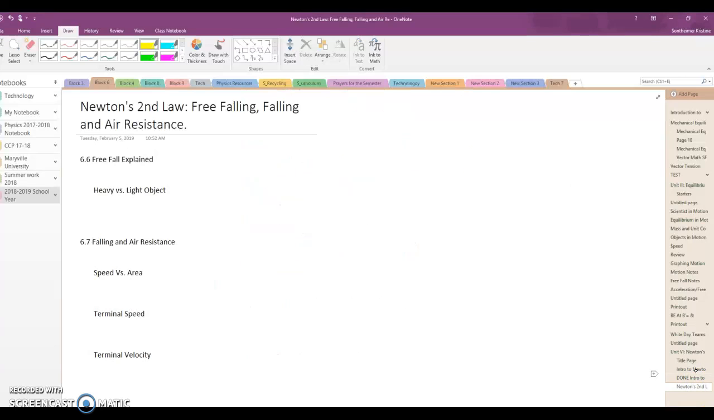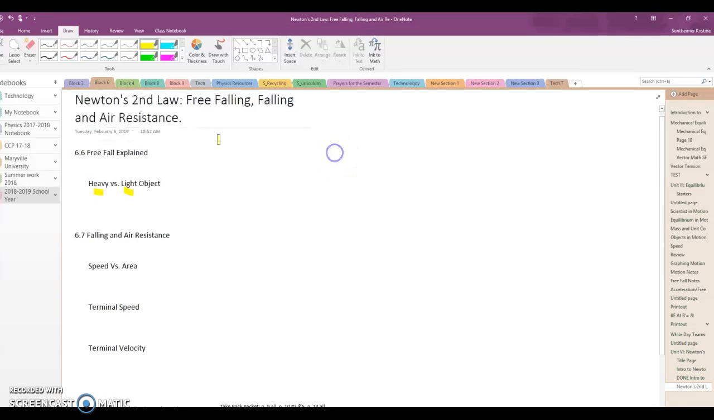Okay, the second half of this chapter is talking about free fall and then falling with air resistance. So if you do a chapter walkthrough, what I want you to notice is 6.1 is free fall explained. We're going to look at heavy versus light objects. And then we're going to look at what happens when you free fall.